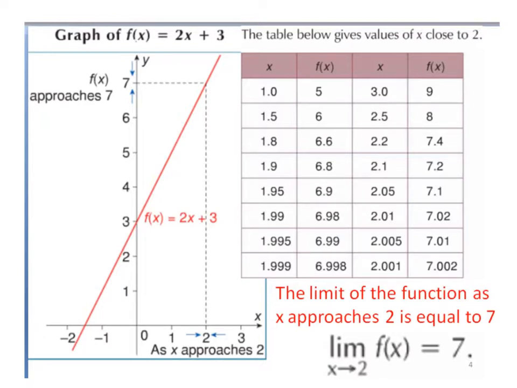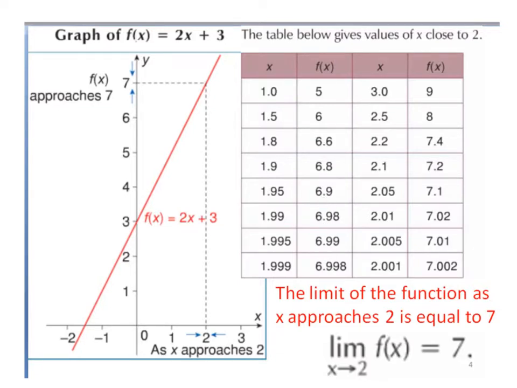And we could continue on and on, getting closer and closer to an x value of 2. So for example, 1.999 is very, very close to 2. And if you substitute this into your equation, you will get a y value of 6.998. So look at what's happening as our x values get closer and closer to 2. Our y value gets closer and closer to 7.